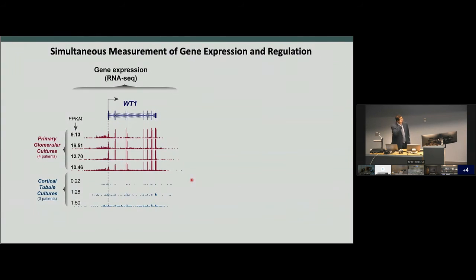So again, looking at what the data looks like here, here's WT1. We can see that this is a known podocyte marker, and it shows nice gene expression, in this case RNA-seq, in the 4 patient samples that we had. Again, remember that these were done under different time points, but there's all this talk about batch effect. But when done properly, this can be extremely robust and reproducible. So as expected, we can see that the glomerular cultures have nice expression of WT1, but not the tubule cultures.